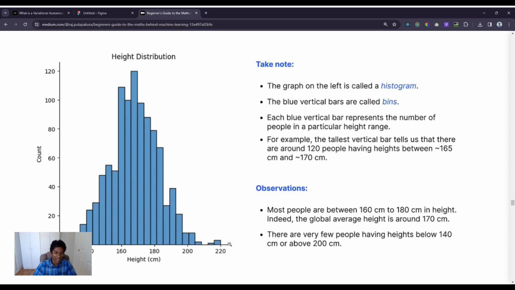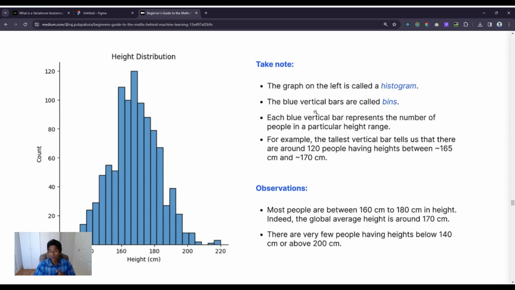You can see we have height on the x-axis and the count on the y-axis. So the graph on the left is called a histogram. The blue vertical bars are called bins, and each blue vertical bar represents the number of people in a particular height range. So you can see this tallest bar here. It doesn't necessarily represent a single height. It could represent maybe 170 centimeters to 175 centimeters. That's that one bin. And then the y-axis tells us how many of those individuals are in that range.